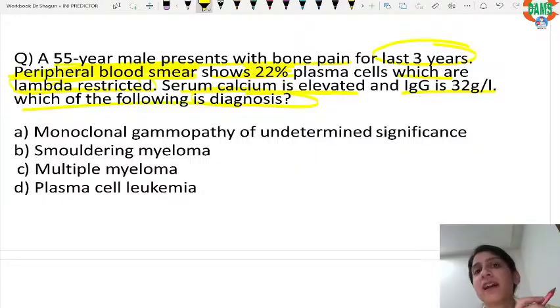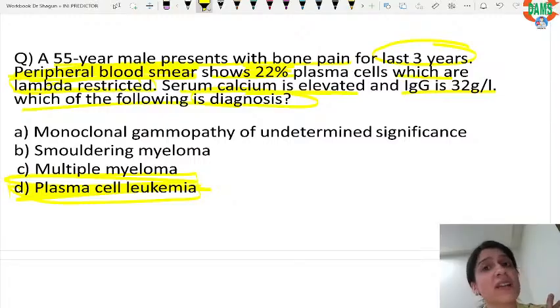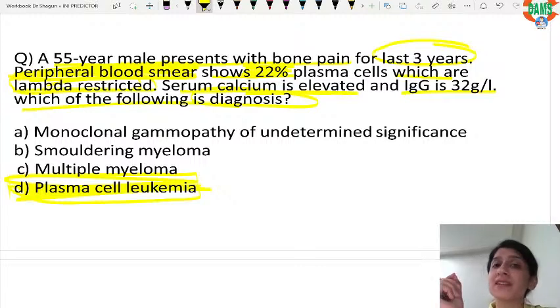That is always there to confuse you. The moment you see peripheral smear in the question, the answer is always going to be plasma cell leukemia. It is not at all multiple myeloma. When the question says bone marrow shows increased plasma cells, then the answer is multiple myeloma. But when the question says in the peripheral smear, more than 20% of the plasma cells you see, that is diagnostic of plasma cell leukemia.